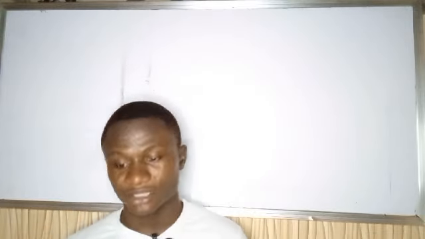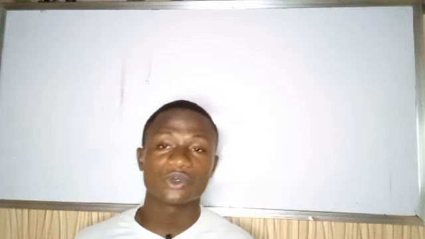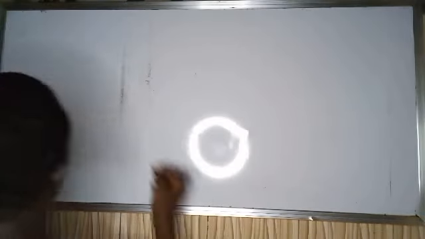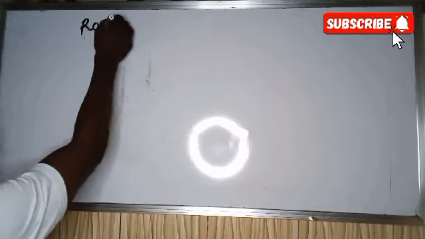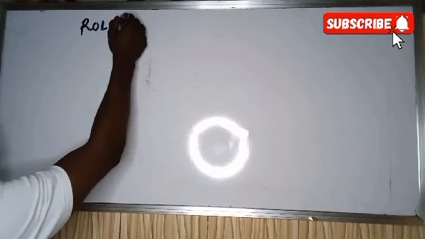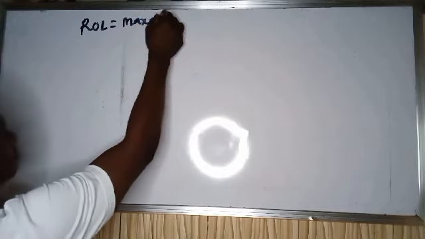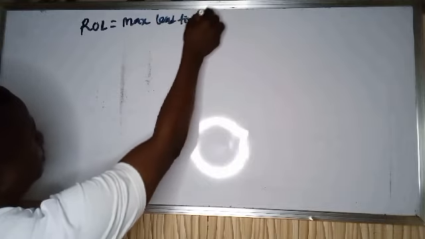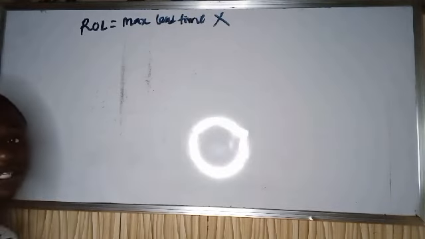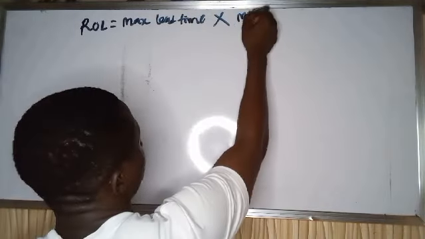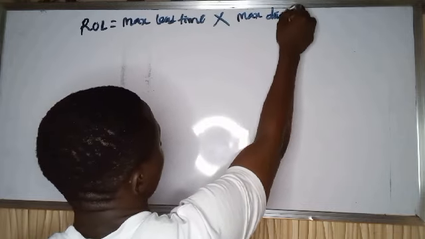You should know that delivery period is the lead time, between 2 to 4 weeks. So 2 is the minimum, 4 is the maximum. So let's start with our reorder level. As we've said earlier, our reorder level is simply maximum lead time times maximum daily usage.